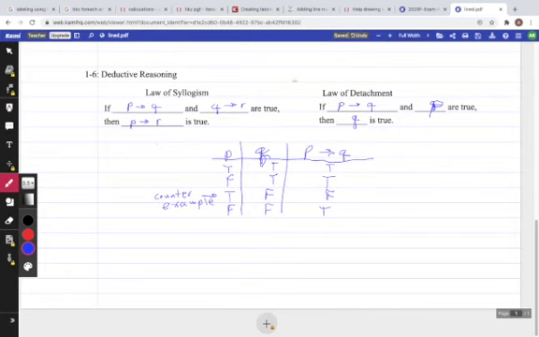So what does the law of detachment really do? It says, if we have this as being true, and this as being true, then we automatically know the response of Q, and it's very clear that this is the only part of the truth table where they match up.